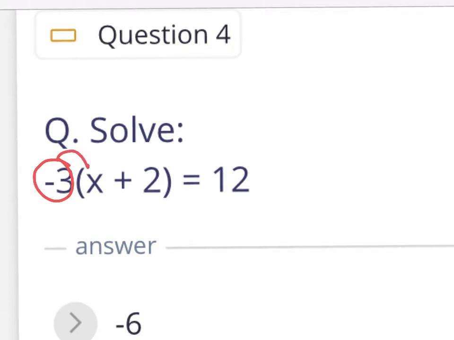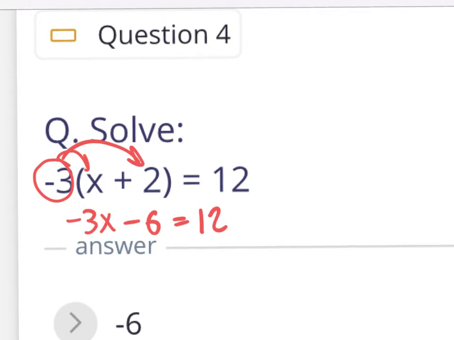We're going to distribute negative 3 times x is negative 3x. Negative 3 times 2 is negative 6. Bring down the equals, bring down the 12. And then solve for x. Where's the x at? Well, here's the equal sign. The x is on the left side of the equal sign. So let's get this x by itself. Let's get rid of this minus 6 and then get rid of this multiplication of negative 3.